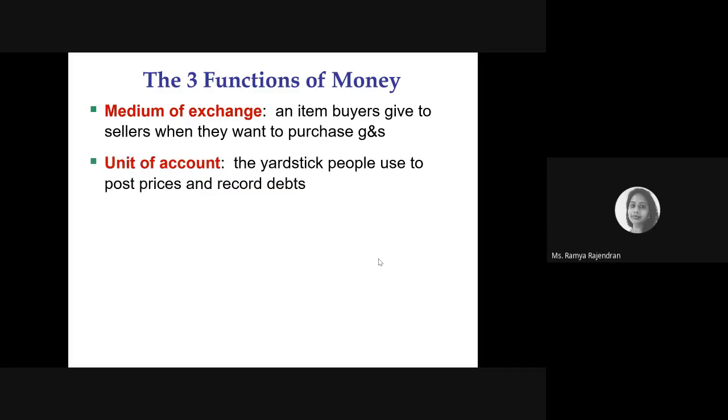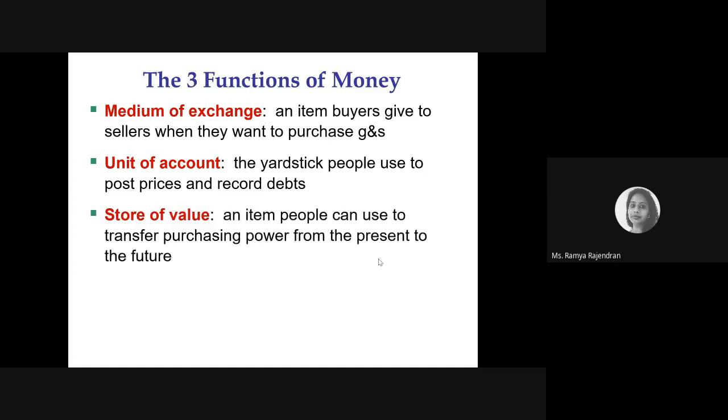It's a yardstick that people use to measure the price of a product, or to measure your debts, or to measure your income, right? So we measure everything in terms of money. Imagine you want to buy a house. How do you measure it? We measure it based on its value in terms of money. If you have a house in India, it is measured in rupees. If the house is in the US, it is measured in USD. If the same is in Australia, it is measured in AUD, right?